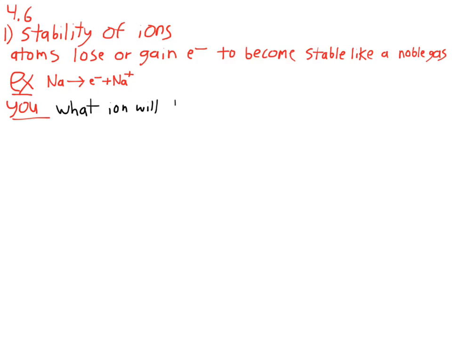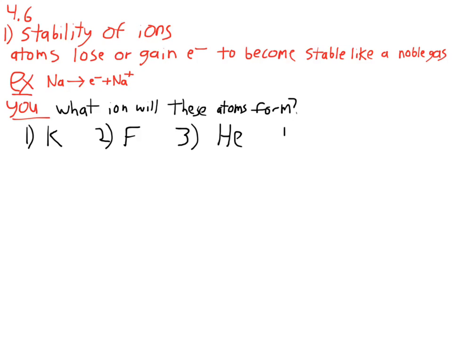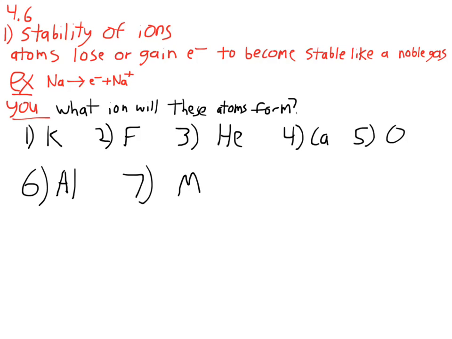So here's a problem. What ion will these atoms form to become more stable? Number one is potassium. So look at your periodic table. It's atomic number 19, so it has 19 electrons. So it's going to lose one to be stable like argon that has 18. It loses one electron, which is a negative charge. Losing a negative charge makes it then have more protons than electrons, so it is a positive charge, or 1+.